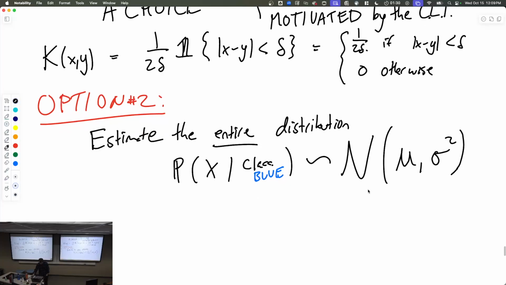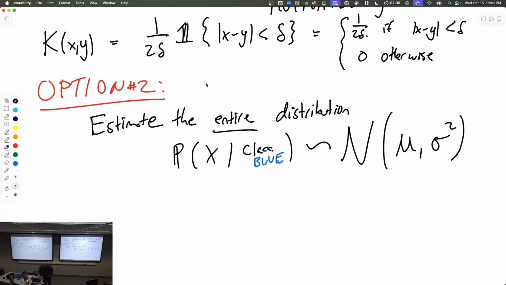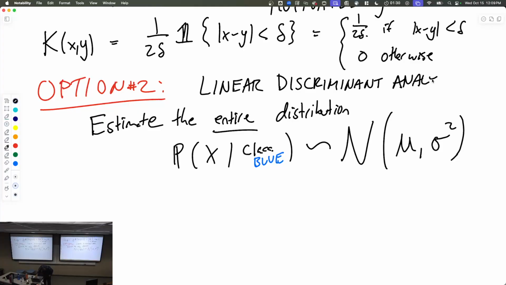This one, all together, this entire method is called the linear discriminant analysis. And we'll see what's linear about it in a minute. And it is a Gaussian method in that the entire distribution is fit as a Gaussian. Okay, so that's the idea.